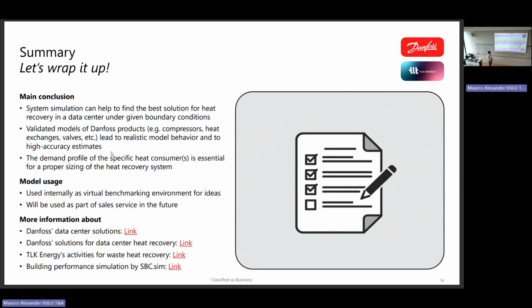And a very important part is the third one. To properly size the system and choose the correct option, it's important that you have good, realistic information about the consumer profile. As you saw, we have peak loads of 800 kilowatts, but we're sizing the system for 400 kilowatts, 500 kilowatts, which is more realistic in terms of financial reasonability. We are using not specifically this model, but those kinds of models internally as benchmarks.